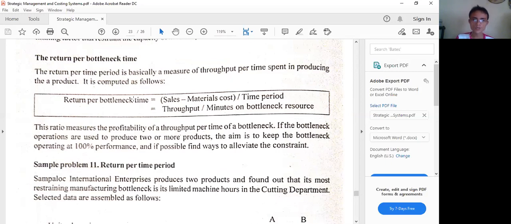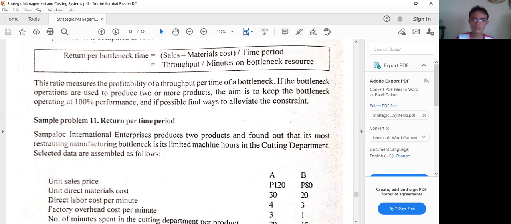The return per bottleneck time is sales minus materials cost. So basically, this is the throughput divided by time period, and we get the return per bottleneck time. So basically, what is our profitability over the bottleneck? If the bottleneck operations are used to produce two or more products, the aim is to keep the bottleneck operating at 100% performance. And if possible, we cannot be 100%, then we have to find ways to alleviate the constraint.